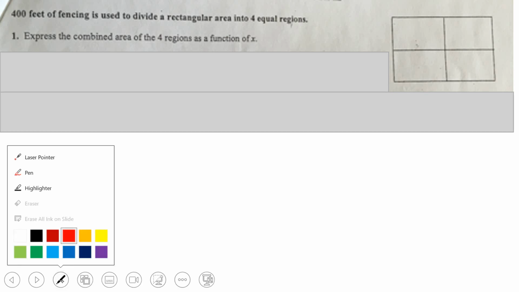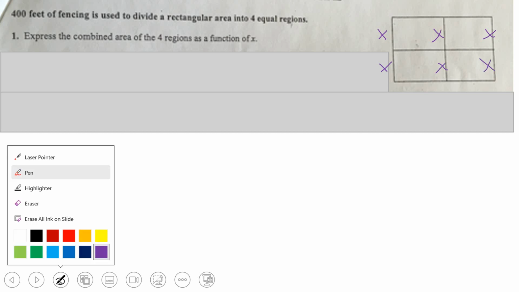400 feet of fencing is used to divide a rectangular area into 4 equal regions. Express the combined area of the 4 regions as a function of x. Now, before we even get to that part, let's actually model what we're reading above. I'm going to say that the width of one of the smaller rectangles is x.